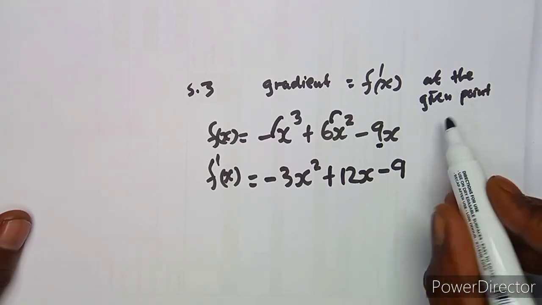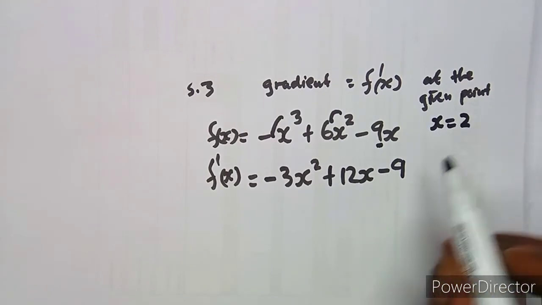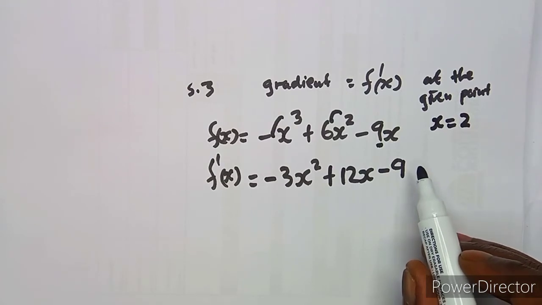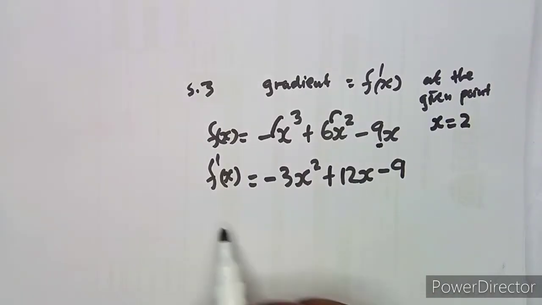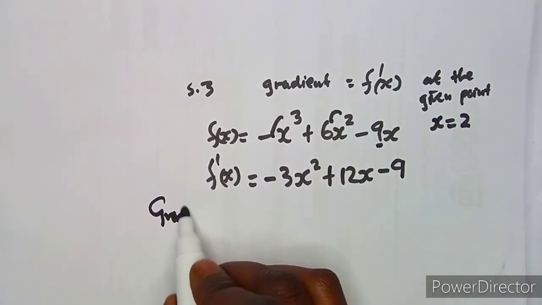So at the given point, the value of x here is 2 at the point t. Remember, at point t, the value of x there is 2. So you're going to substitute 2 now to find the gradient.